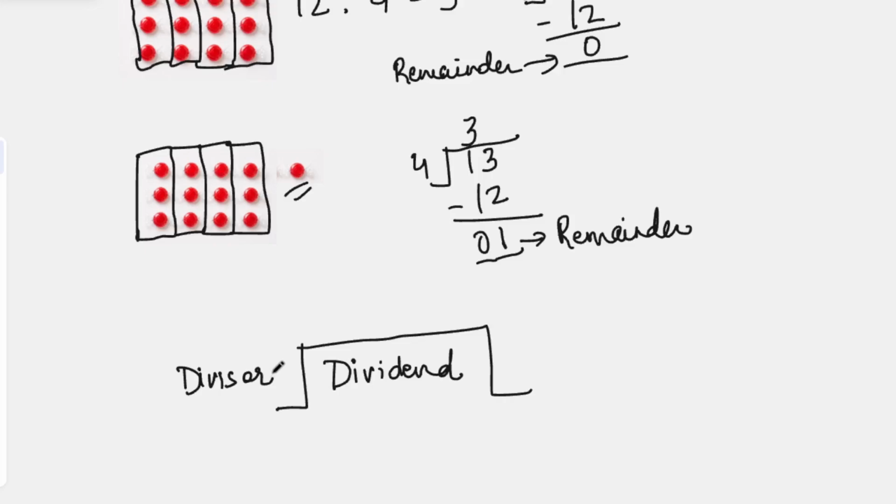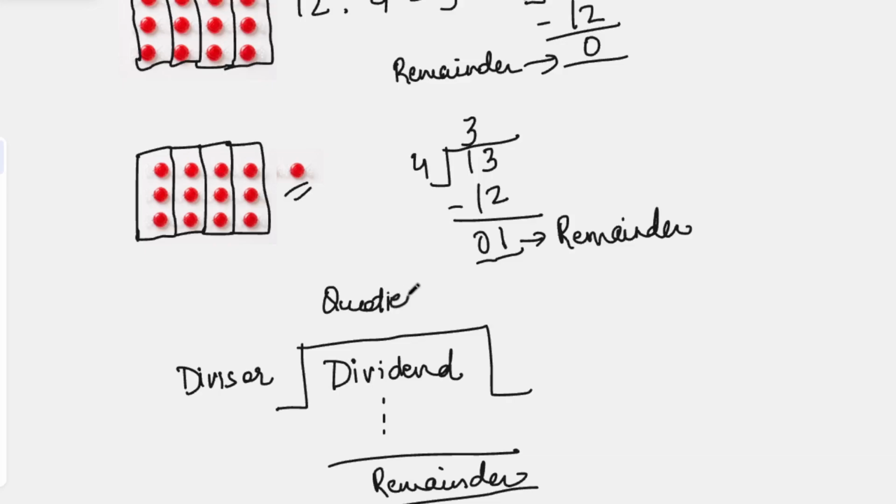Like the one who paints is painter, the one who drives is driver. So the number which is dividing is divisor. And remainder is easy because we know that remainder is the remaining thing. Whatever is remaining is the remainder. And last one is quotient. So you know dividend, you know divisor, you know remainder. The last one is quotient. So these are the terms related to division.